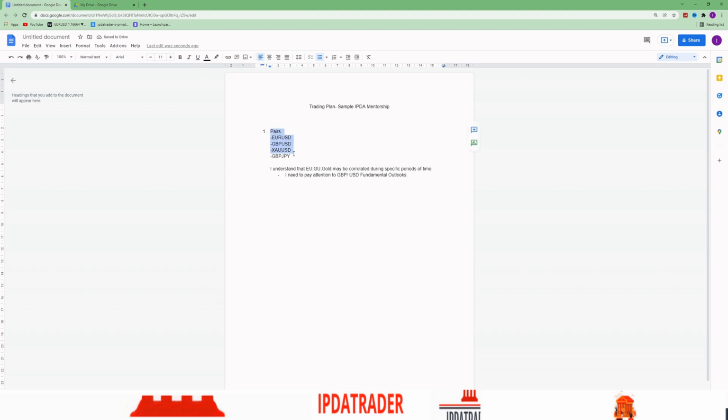Mainly because my pairs contain the USD and I do have 2 GBP pairs, so that's why I added the pound over there. Those are things you want to understand. And once again, this is a sample, guys. As long as you're covering all the parameters, you're good. You don't need to do things exactly how I'm doing it over here. I'm just trying to help you out, giving you an example on how a trading plan could potentially look.